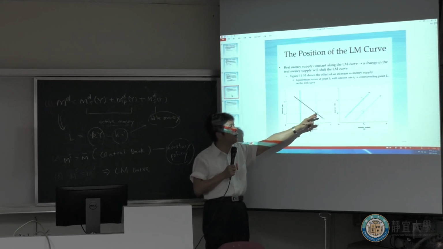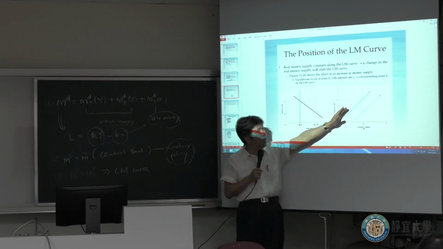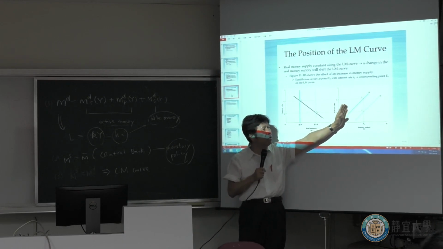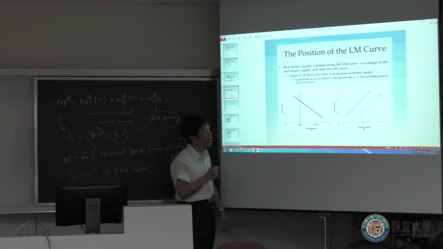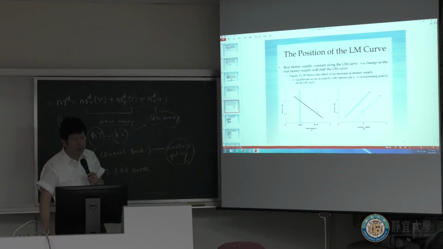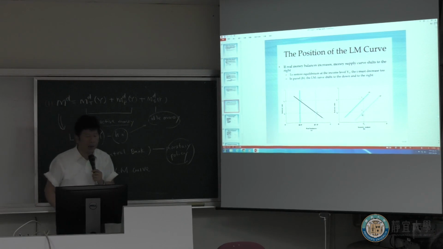And after that, we find the equilibrium interest rate will decrease. So when the money supply increases, this line shifts to the right hand side. If the real money balance increases, the money supply curve shifts to the right. So you can find this situation.